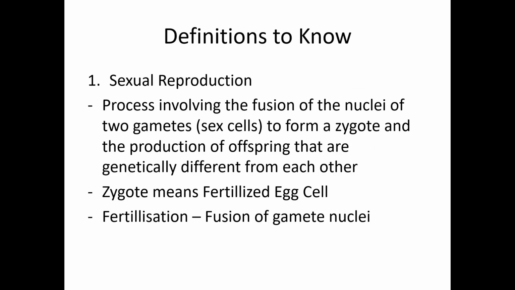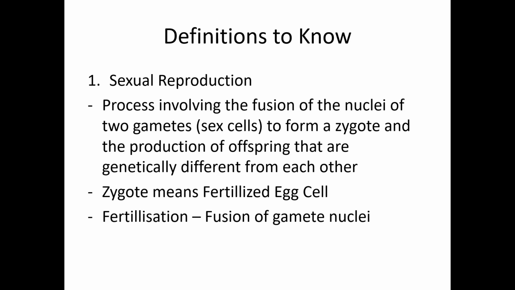So section 1, sexual reproduction. As we know, there are two different types of reproduction: one is asexual and one is sexual reproduction. You have to watch back what asexual reproduction in plants is about, but today we're just going to focus on sexual reproduction. The full definition of sexual reproduction is the process involving the fusion of the nuclei of two gametes, or what we call sex cells, to form a zygote, and the production of offspring that are genetically different from each other.